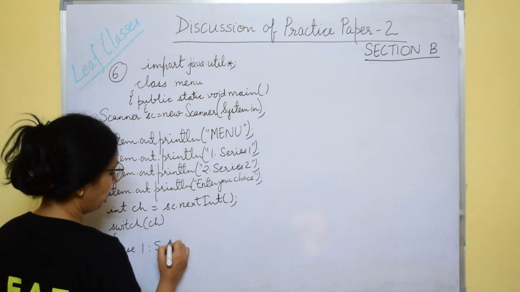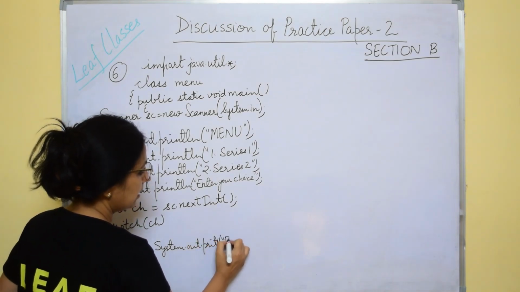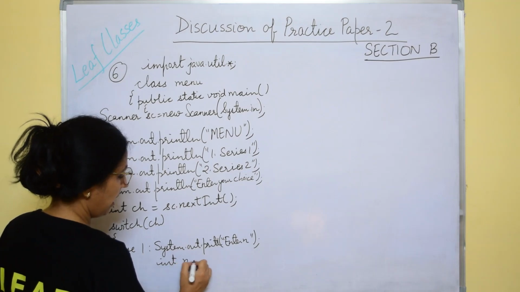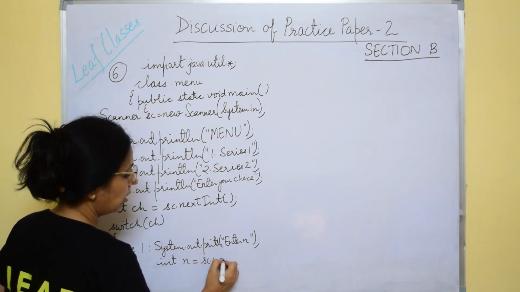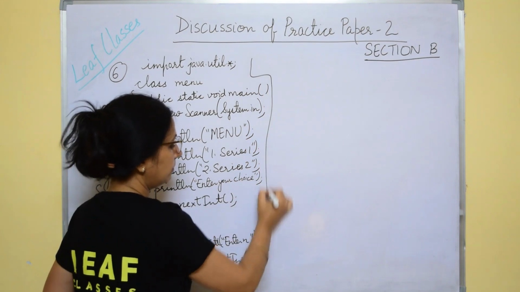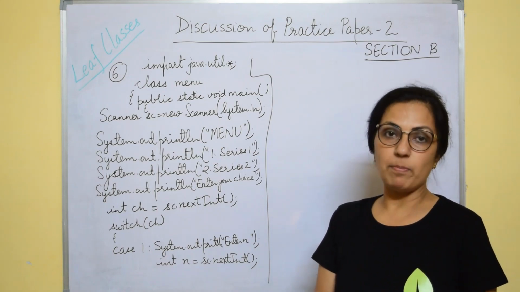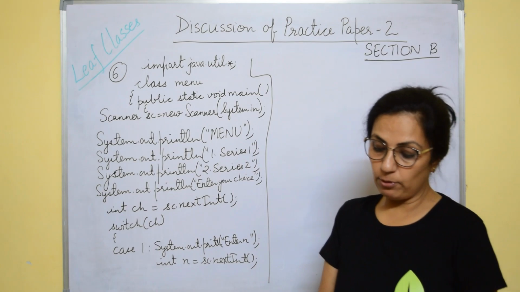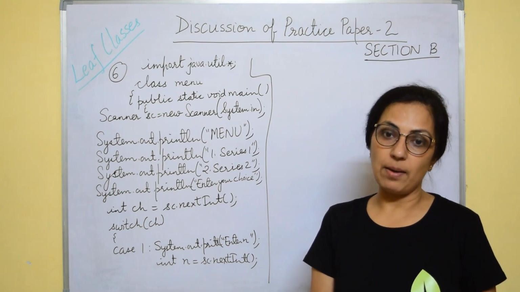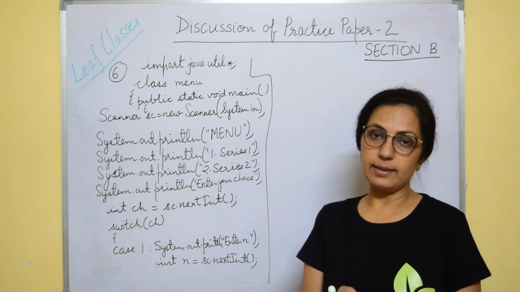So here we can prompt the user: System.out.println enter n, and you can input the value of n in the n variable, n equals sc.nextInt. Right. After this, you have to find the sum of the series 1 by 2 minus 2 by 3 plus 3 by 4. If you just observe the pattern, where the numerator is an even number, there the terms are subtracted, and where the numerator is odd, there the terms are added.